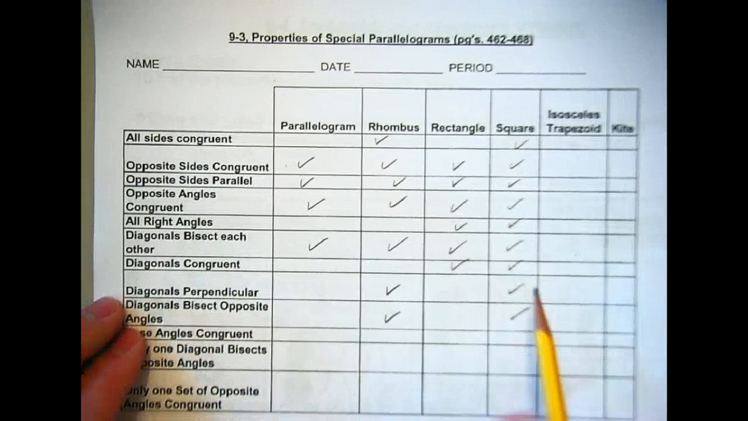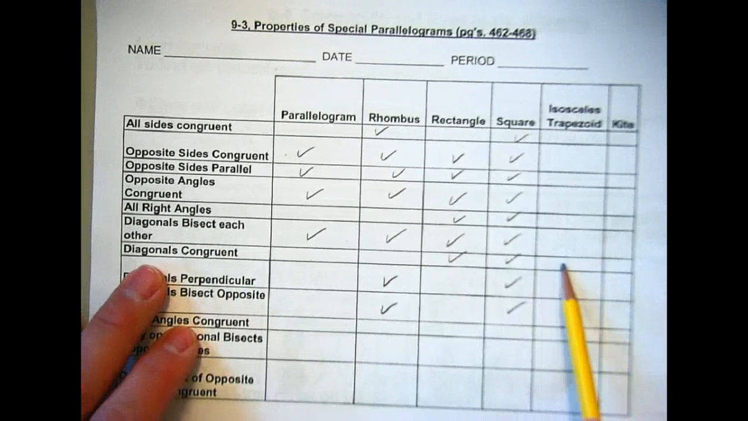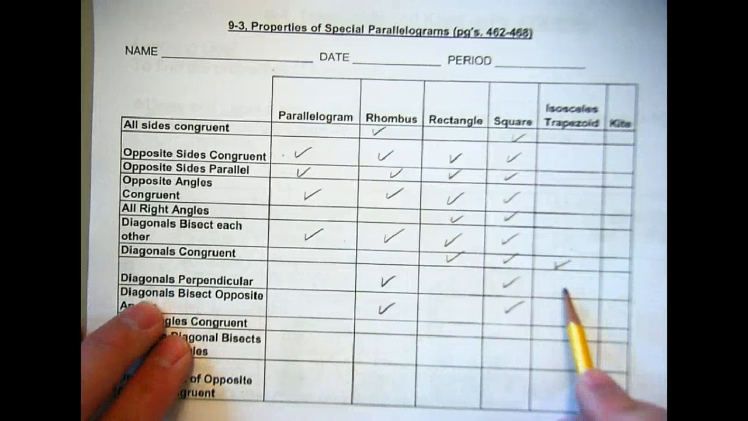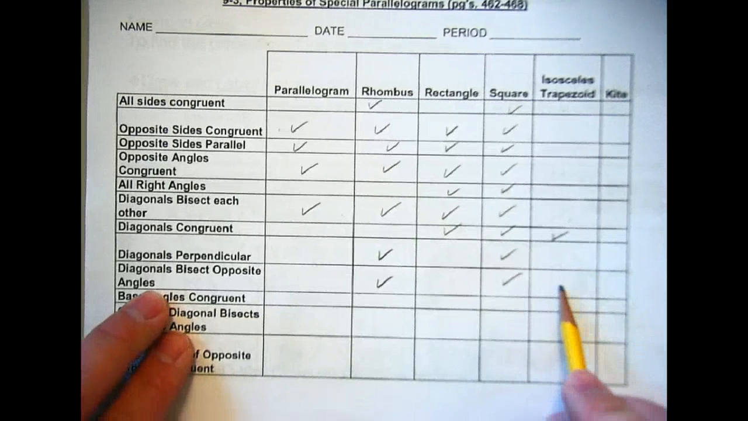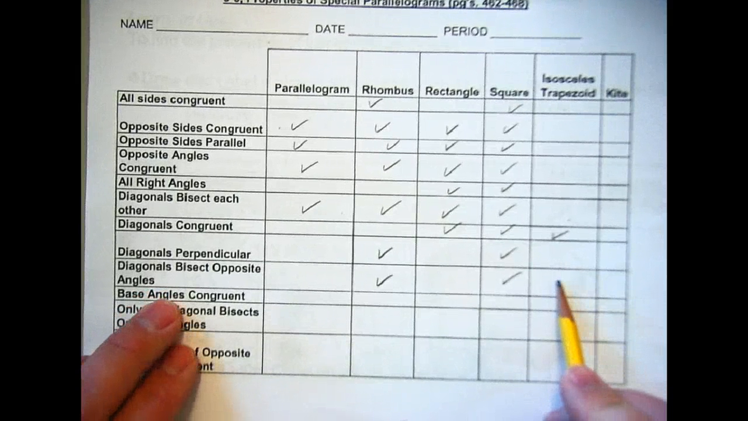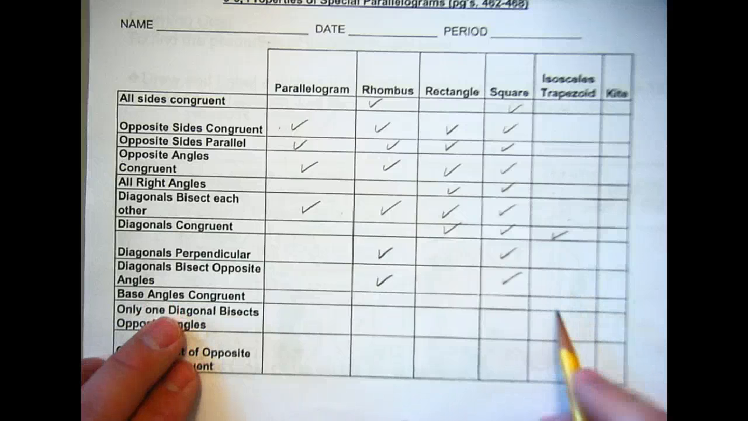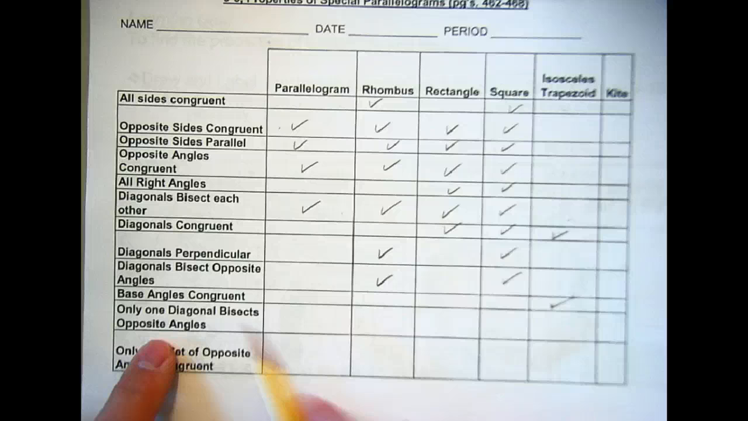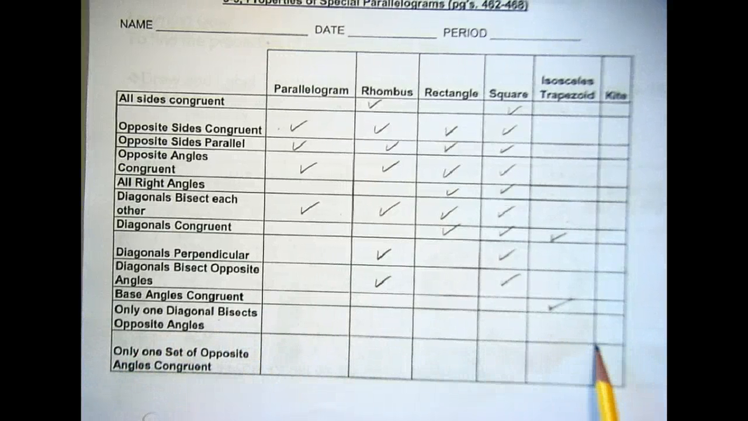Diagonals congruent? Yes, they are. Diagonals perpendicular? No, that's a kite. Diagonals bisect opposite angles? Nope. Base angles congruent? Yes. Only one diagonal bisects opposite angles? Nope. Only one set of opposite angles congruent? No. All right, let's move on to the next theorem.